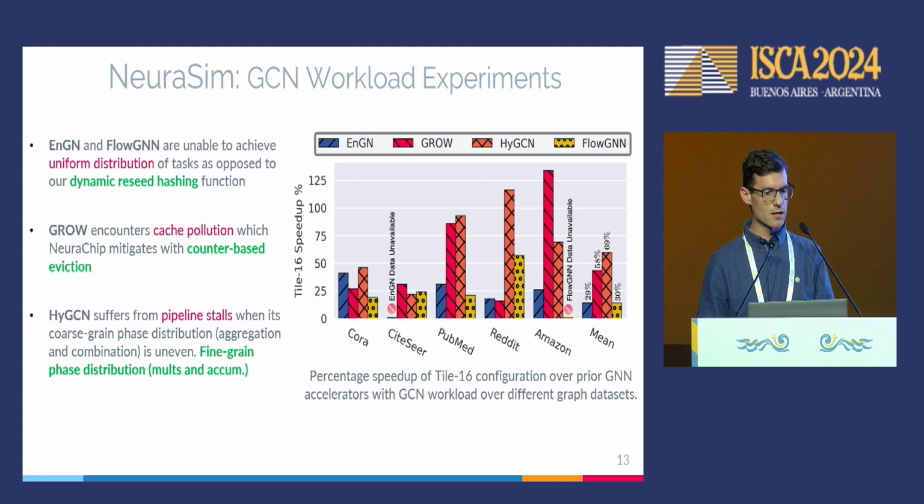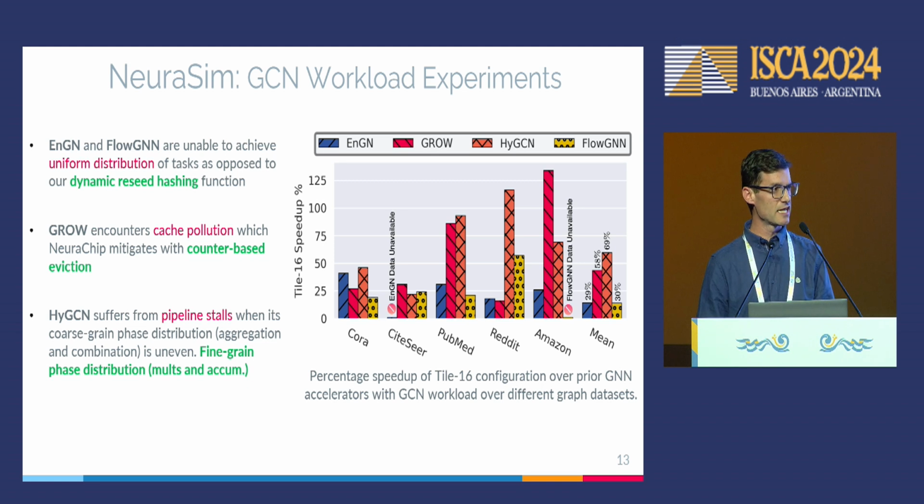Then regarding GCN workloads experiments, we also have tested our NeuraChip accelerator against the state of the art, and we have also achieved significant improvement in performance, because basically the state-of-the-art accelerators are not able to uniformly distribute the workloads.